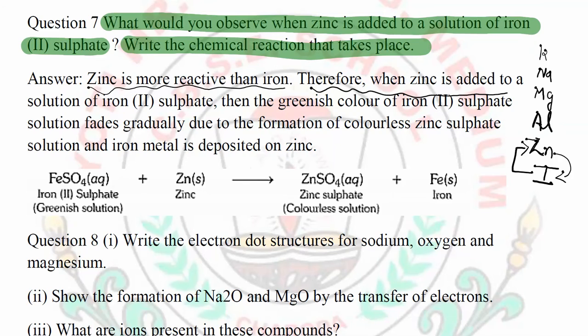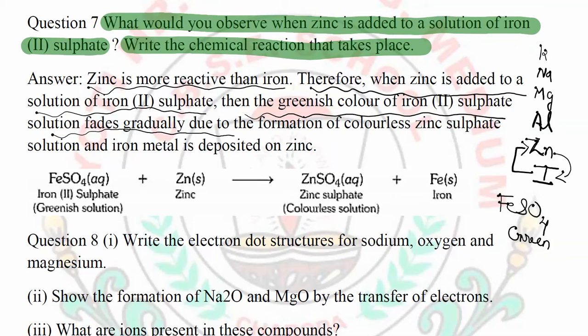Therefore, when zinc is added to a solution of iron sulfate, FeSO4, which is a green colored salt, the solution is greenish in color when the salt is dissolved in water. Slowly we will see the green color fade, and a colorless solution will appear. The colorless solution which is formed is nothing other than zinc sulfate.